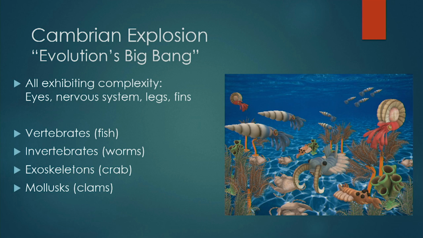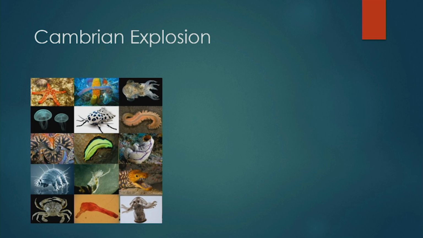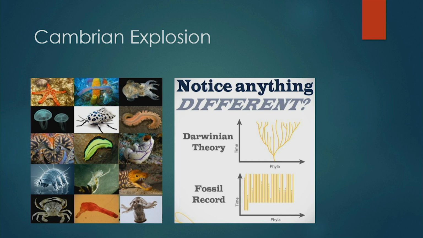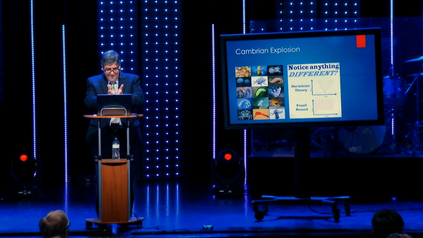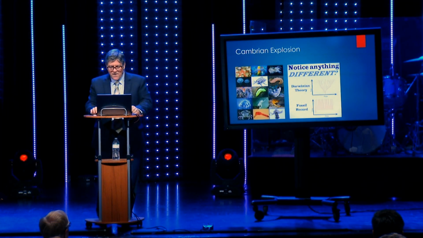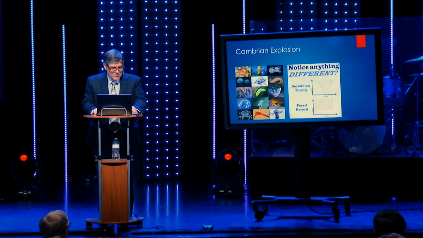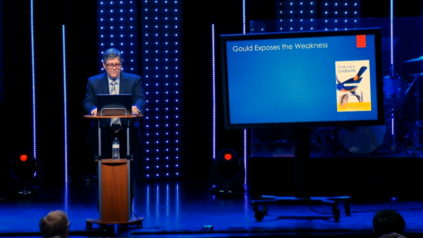And so this picture kind of explains all the different creatures that are here. And yet, these two charts are radically different. The chart on the top here is kind of classic Darwinian evolution, with everything evolving from a single common ancestor, and yet what the fossil record appears to show is really sudden appearance, which looks a lot more like creation than gradual evolution. And Stephen Jay Gould, a leading paleontologist at Harvard University, exposes the weakness.